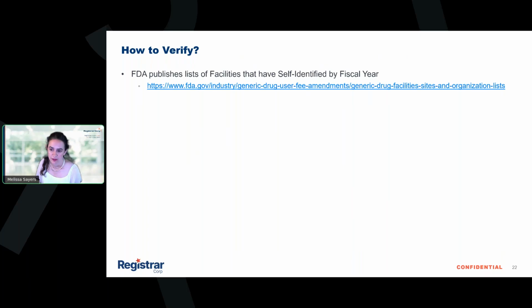FDA does publish lists for each fiscal year of facilities that have self-identified with FDA. So we do provide the link, and FDA breaks down the list by year, and it'll provide the facility's name, their FEI number, their site, and their functions. This way, if you have a contractor, you can verify that they have self-identified.